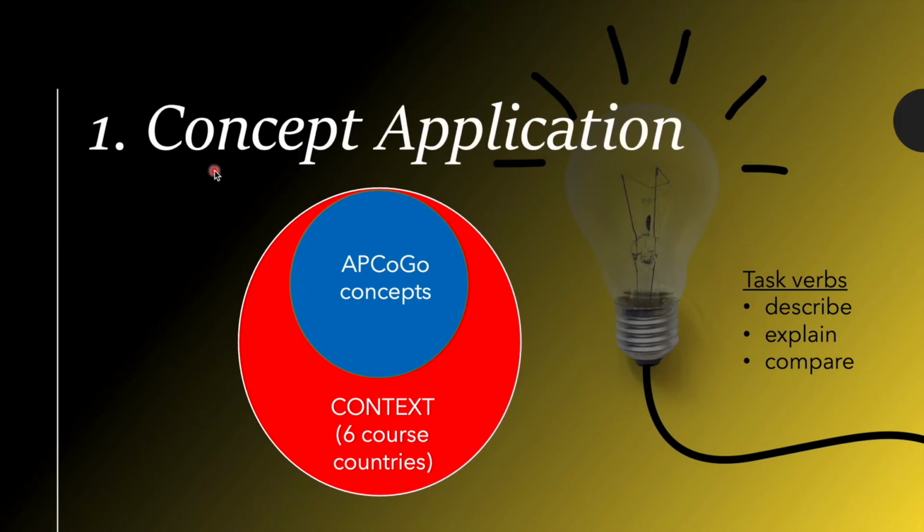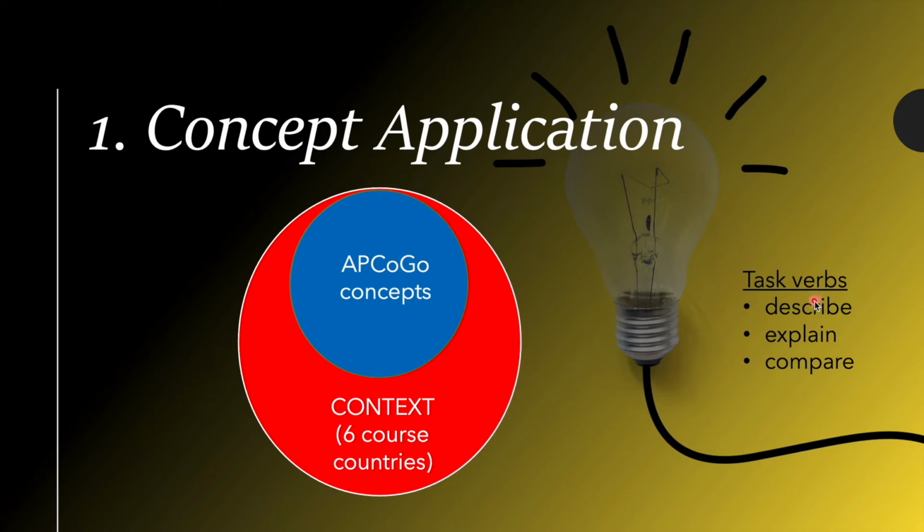The first disciplinary practice is concept application. Now, as the term would imply, you are applying political concepts and processes within authentic contexts. And with authentic context, we mean the context of the 6 course countries that we study in this course: the UK, Russia, China, Iran, Mexico, and Nigeria.